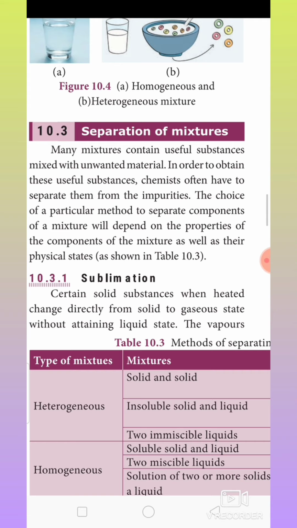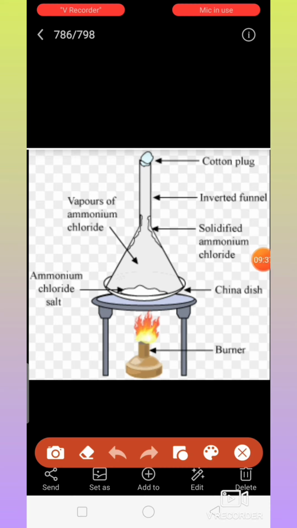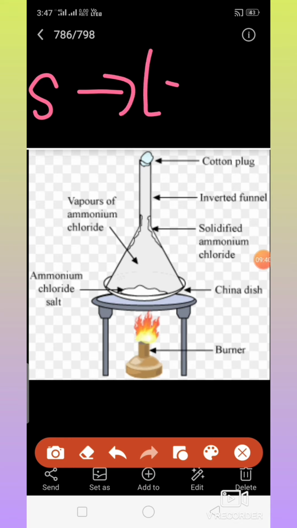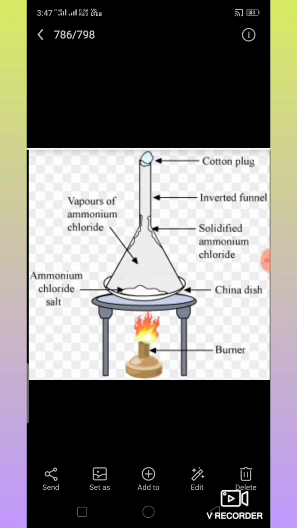So, let's see about sublimation. Certain solid substances when heated change directly from solid to gaseous state without attaining liquid state, because as you all know, what is the order of states? A solid turns to liquid, then it turns to gas, as in the case of water. But few materials, few elements will change directly from solid to gaseous state. Okay. The vapors when cooled give back the solid substances.